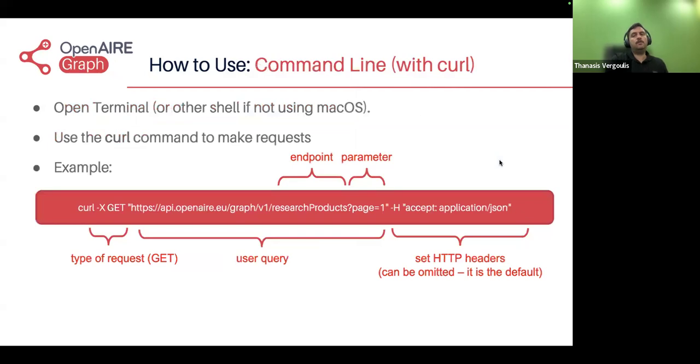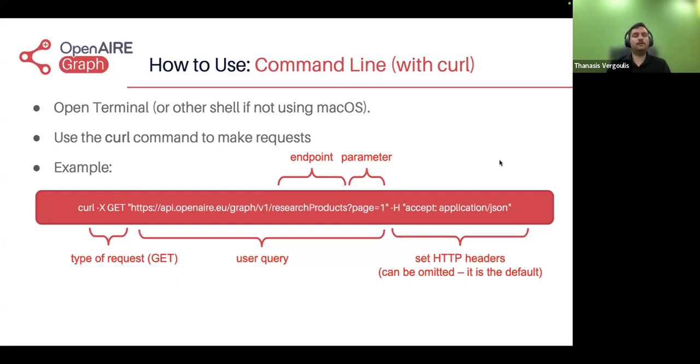Then we have also the option to use the command line to send the request to the API. More or less, this is the way that I'm going to use for the practical examples that I will display later on. To do this, you should open a terminal or any other shell that you have on your own operating system, and use the curl command to make the requests.